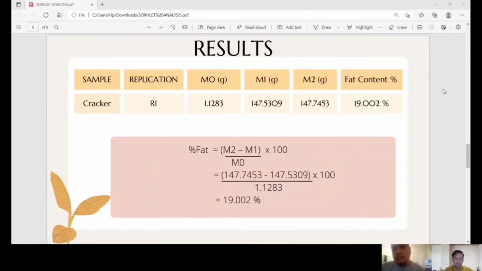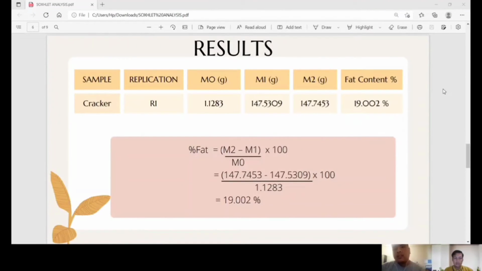And next, M1 is the mass of the sample and thimble that we got, 147.5309 grams. And M2 is after we put the thimbles into the hot oven and let them dry, and we measured the mass of the thimbles. So the M2 we got is 147.7453 grams. From this result, we can calculate the fat content of the samples.